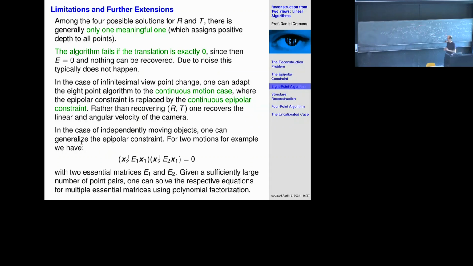A friend of mine wrote a whole book about that, René Vidal and Ma, the same Ma from the Ma Soato book. It's called Generalized Principal Component Analysis. I think that's the title of the book, but they devised techniques to tackle exactly these multi-body structure from motion problems, as you would call it. We're not going to go in this direction, but I just wanted to point out that there are ways to generalize these ideas.